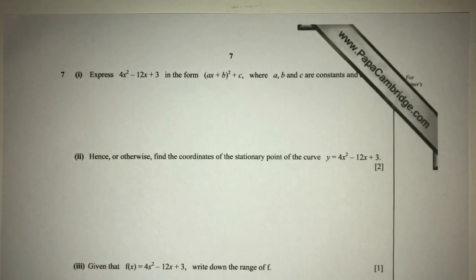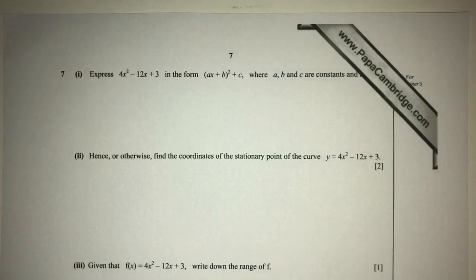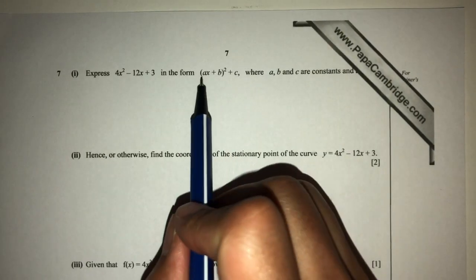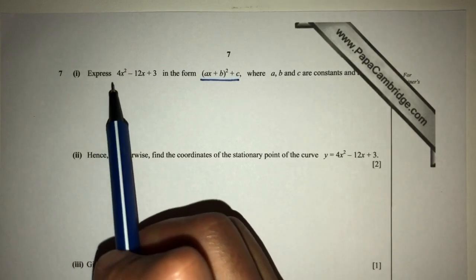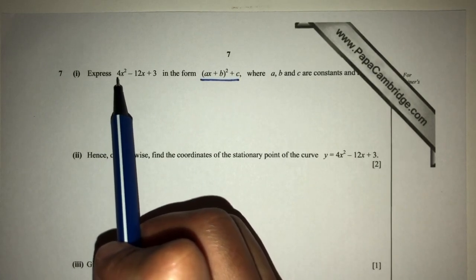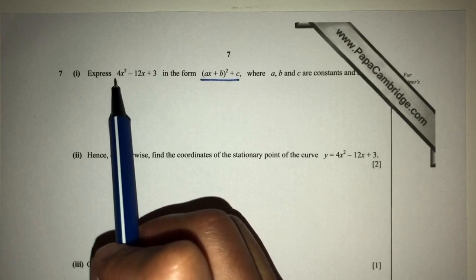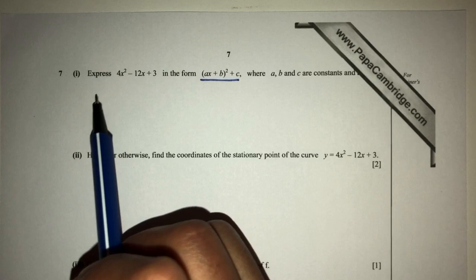Now let's move on to question number 7. We have to express this one in terms of this, which is a completed square form, where a, b, and c are constants to be found. Okay, so let's see what we can do. So step number 1, because we have 4 here, we have to make this become 1. That's the first thing we need to do. Now, how can you do this? Step by step. Let's try.